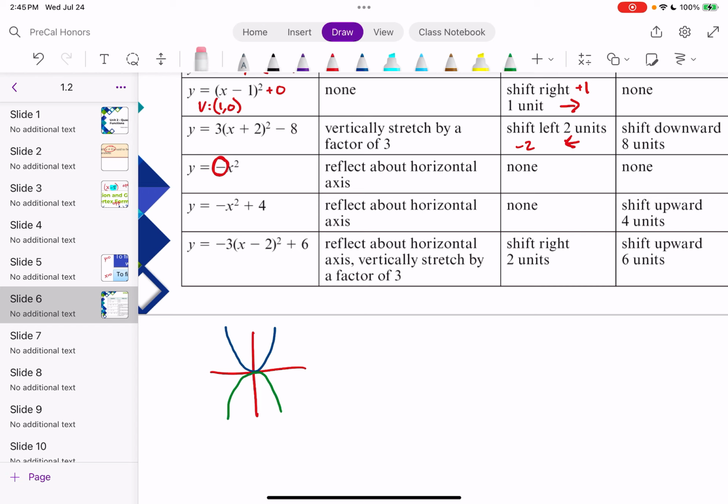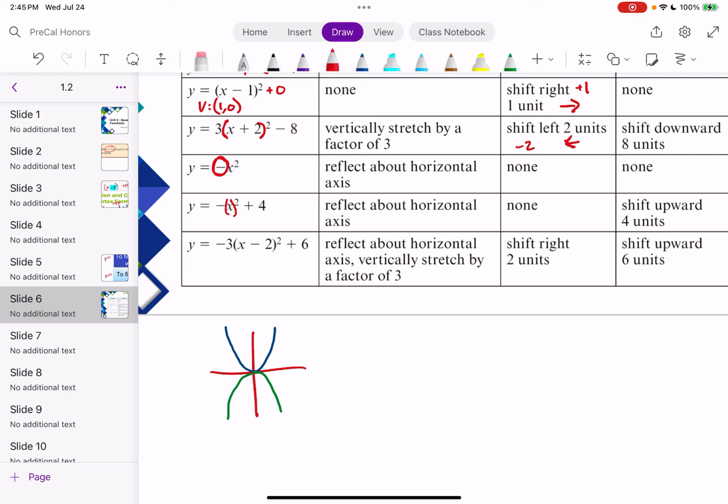Let's take a look at the next one. Here we have -x² plus 4. Keep in mind, anytime that we have a square, that square tells us what h is. In this case, h is not there, so we do not have a movement left and right. We have a negative in front, which means it's a reflection over the x-axis. From there, our 4 is on the outside, which means this is our k. We're moving up 4 units.